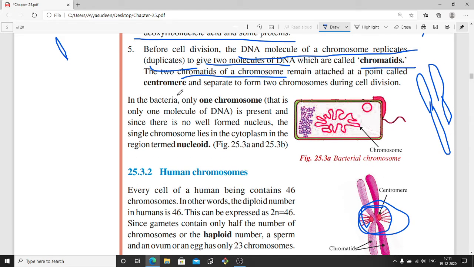But in bacteria there is only one chromosome, not two, so there is only one molecule of DNA. This is how it is in bacteria. Since there is no well-formed nucleus, that area in the bacterial cell is called the nucleoid. This region is called the nucleoid, and this is the chromosome in the bacterial cell.